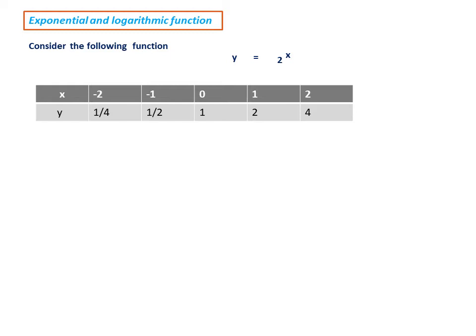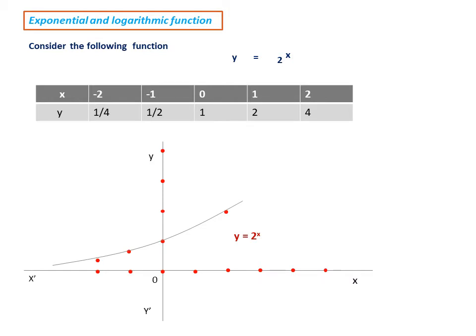Take for example x equal to minus 2. 2 power minus 2 is 1 by 4. x equal to minus 1: 2 power minus 1 is 1 by 2. 2 power 0 is 1. Then 2 power 1 is 2. 2 power 2 is 4. So these are the 5 different coordinate values, so that we can easily draw the graph. When you draw the graph, you get the graph like this.